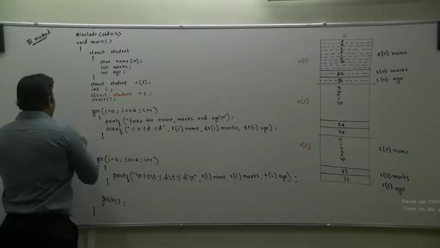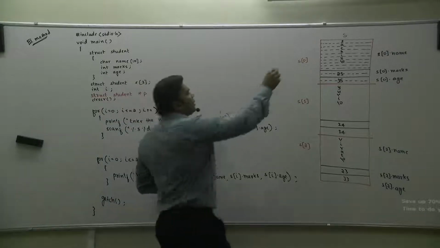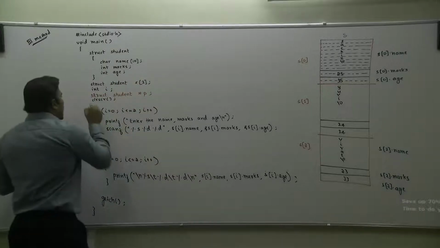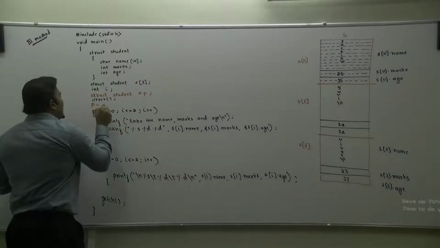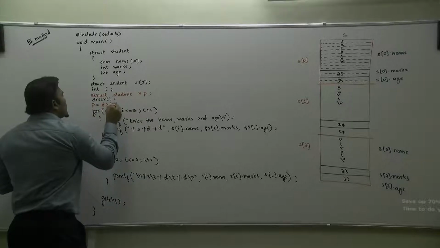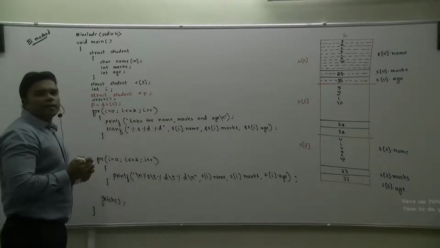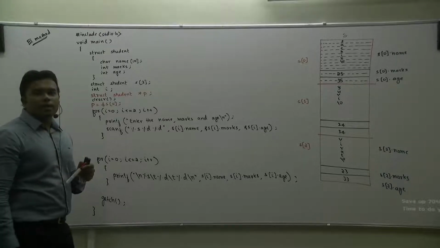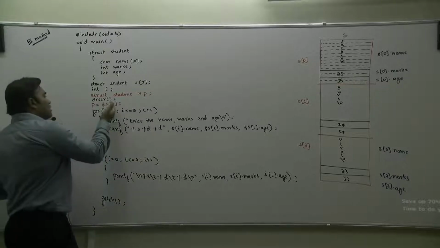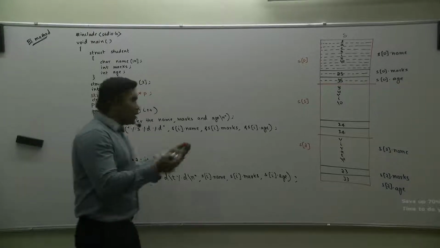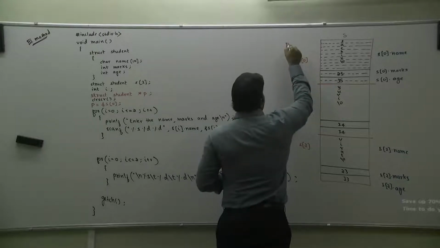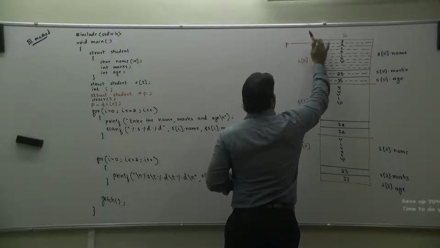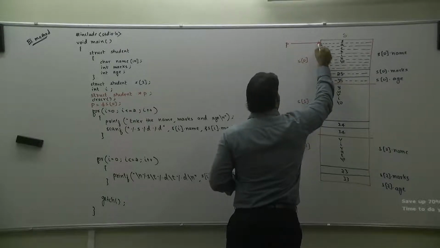It is my duty to make this pointer point to this location, meaning it should be pointing to s of 0. So like this I will tell: for the pointer I am giving the address of the 0th student. Remember, for a pointer you are always supposed to give the address only. In other words, if you are giving the 0th student's address to the pointer, it means that the pointer is pointing to the 0th student. That is the meaning of it.